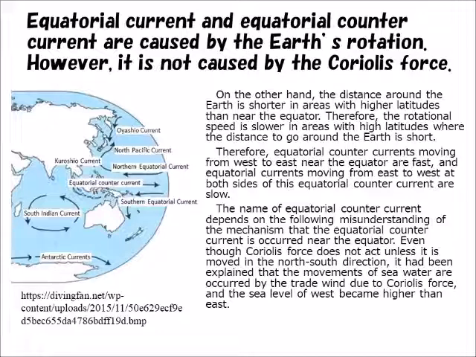The name of equatorial counter-current depends on the following misunderstanding of the mechanism by which the equatorial counter-current has occurred near the equator. Even though Coriolis force does not act unless it is moved in the north-south direction, it had been explained that the movements of sea water are caused by the trade wind due to Coriolis force, and the sea level of the west became higher than the east.